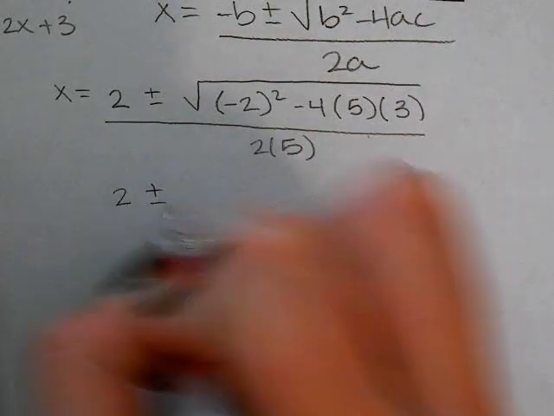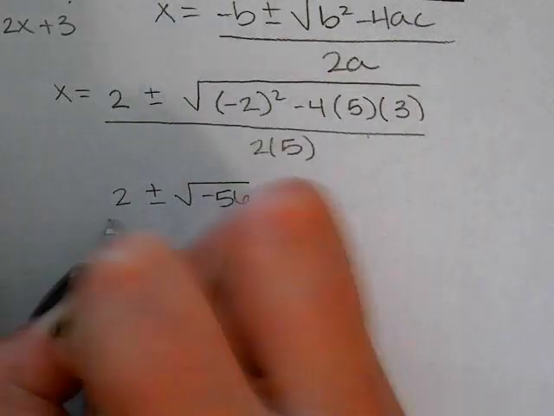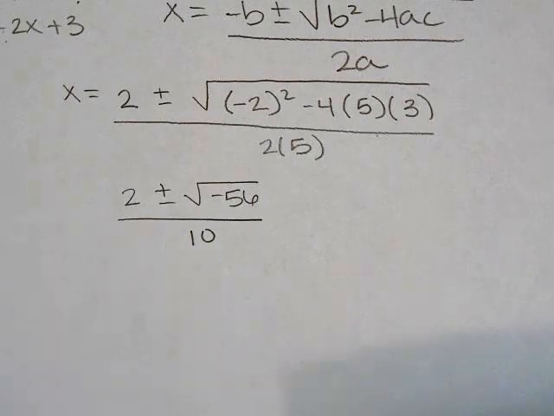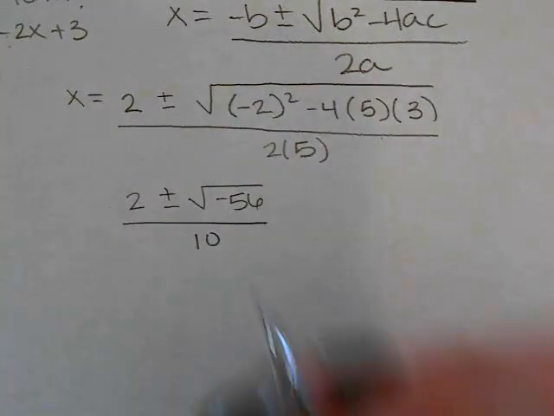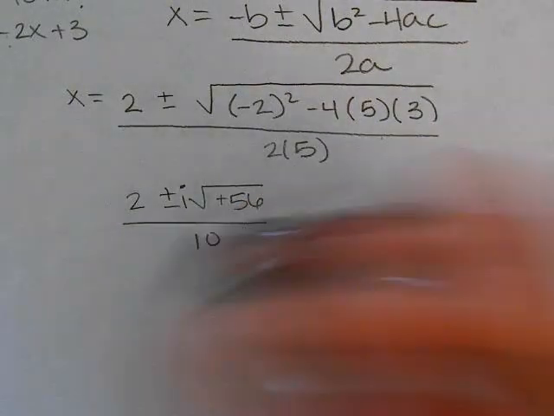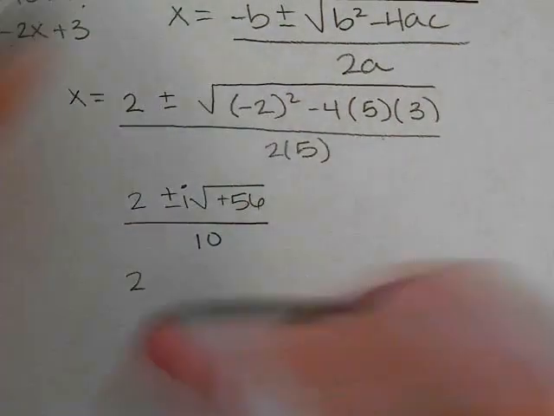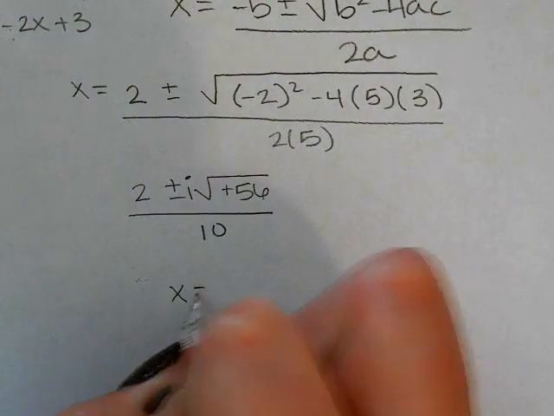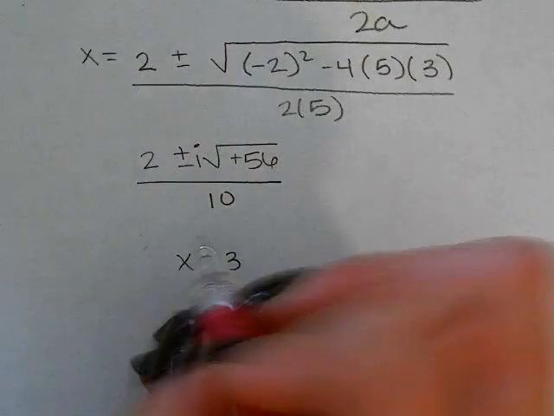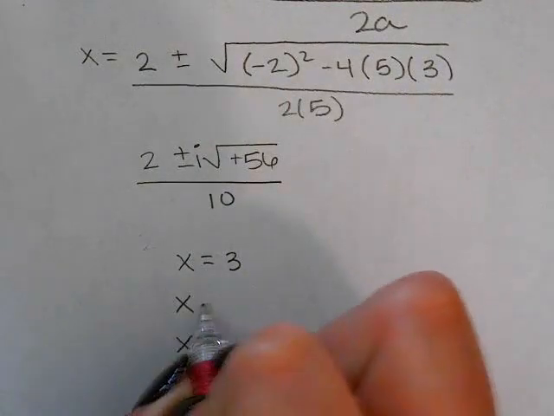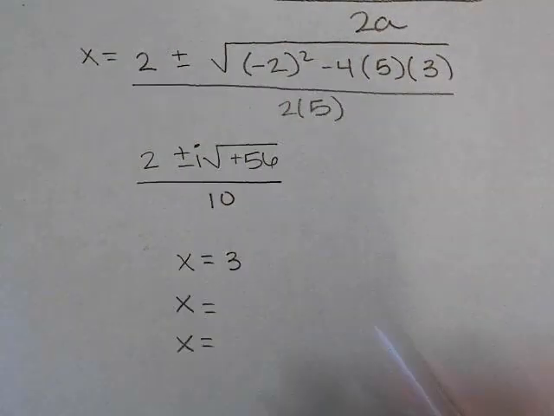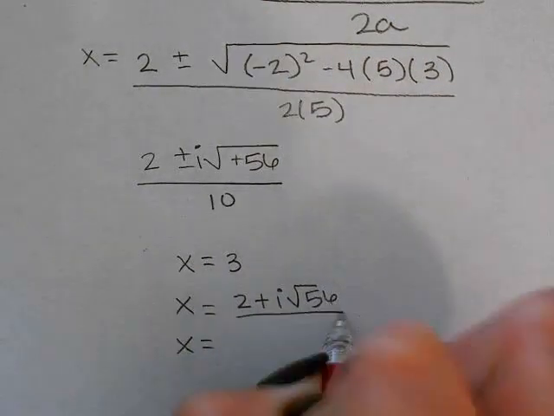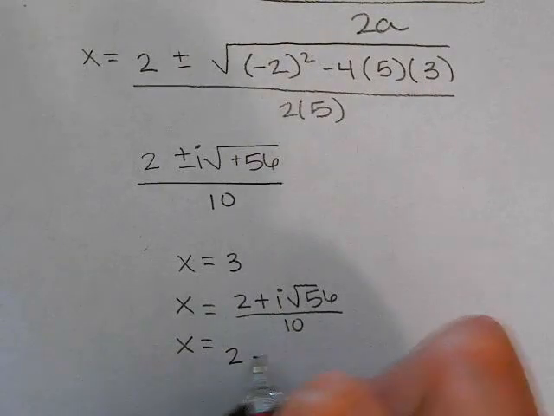Okay, what do I do with the negative underneath the square root? Yeah, make it positive, stick an i in the front. And so I'll go ahead and write my real answer is x equals 3. And then my two imaginary answers, I have 2 plus i root 56 all over 10, and 2 minus i root 56 all over 10. And there's my three answers.